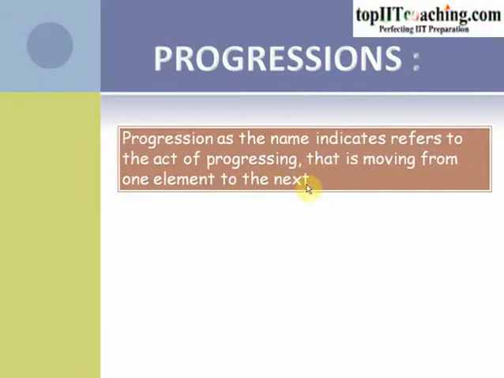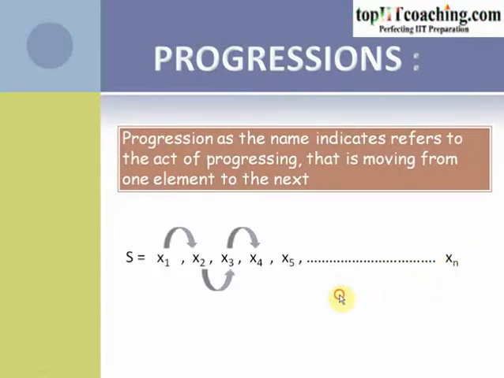So, if we have a sequence or a series in which we have got a number of terms or elements, then the act of progressing or the movement from one element to the other is known as progression. For example, if we have a sequence S which has n terms x1, x2, x3, x4, x5 and so on up to xn, then the act of progressing from one element to the other is known as progression. So we are progressing or moving from one element to the other.